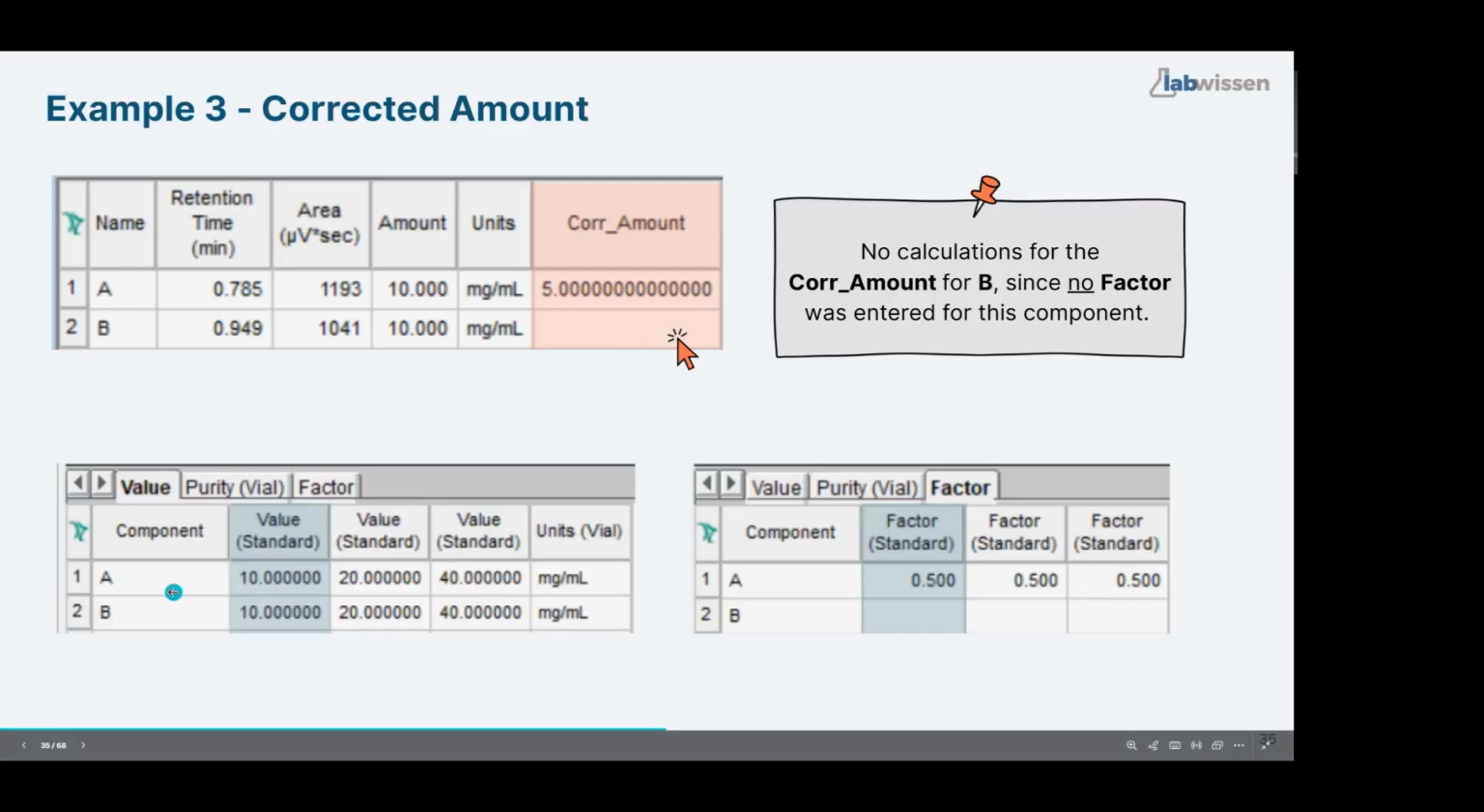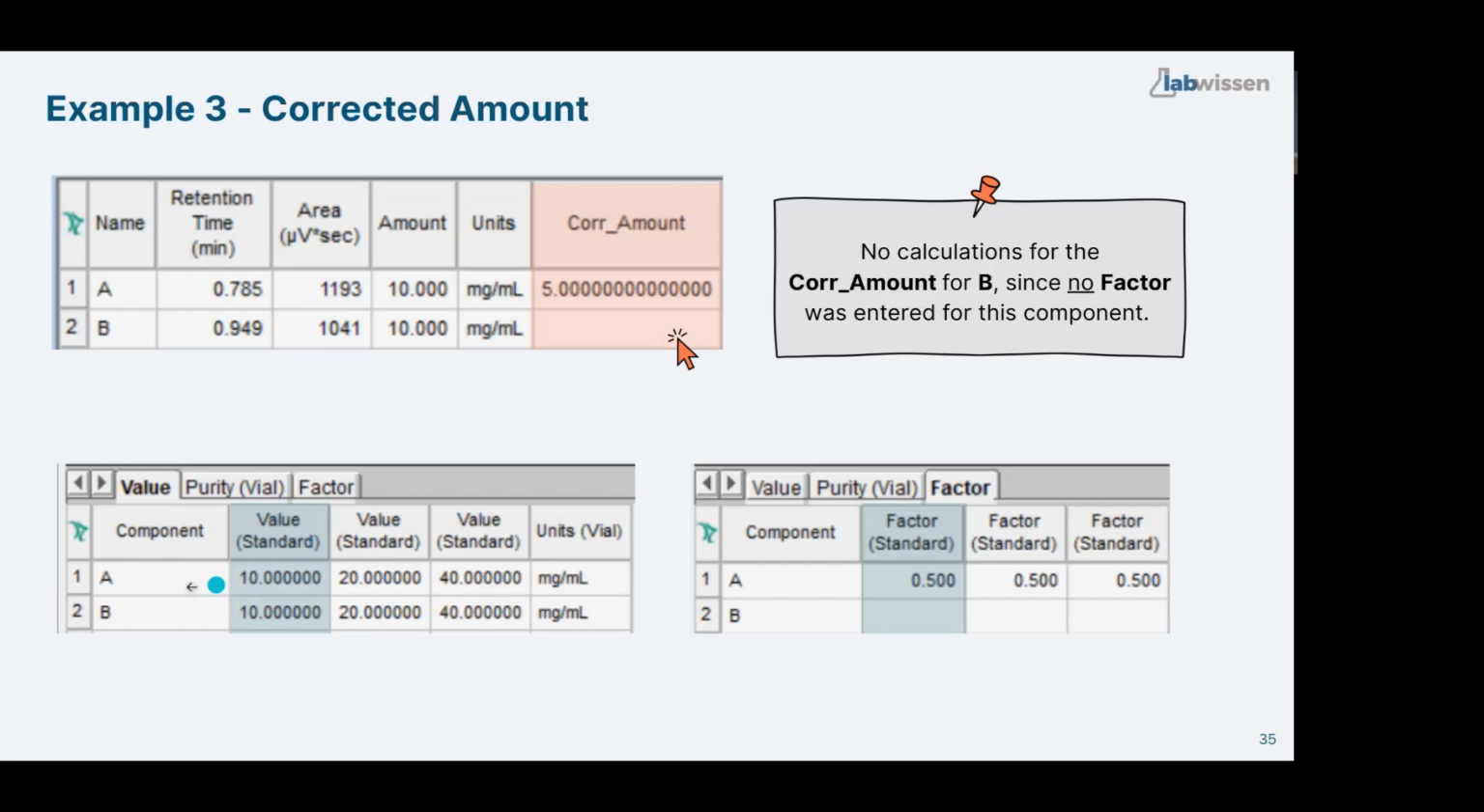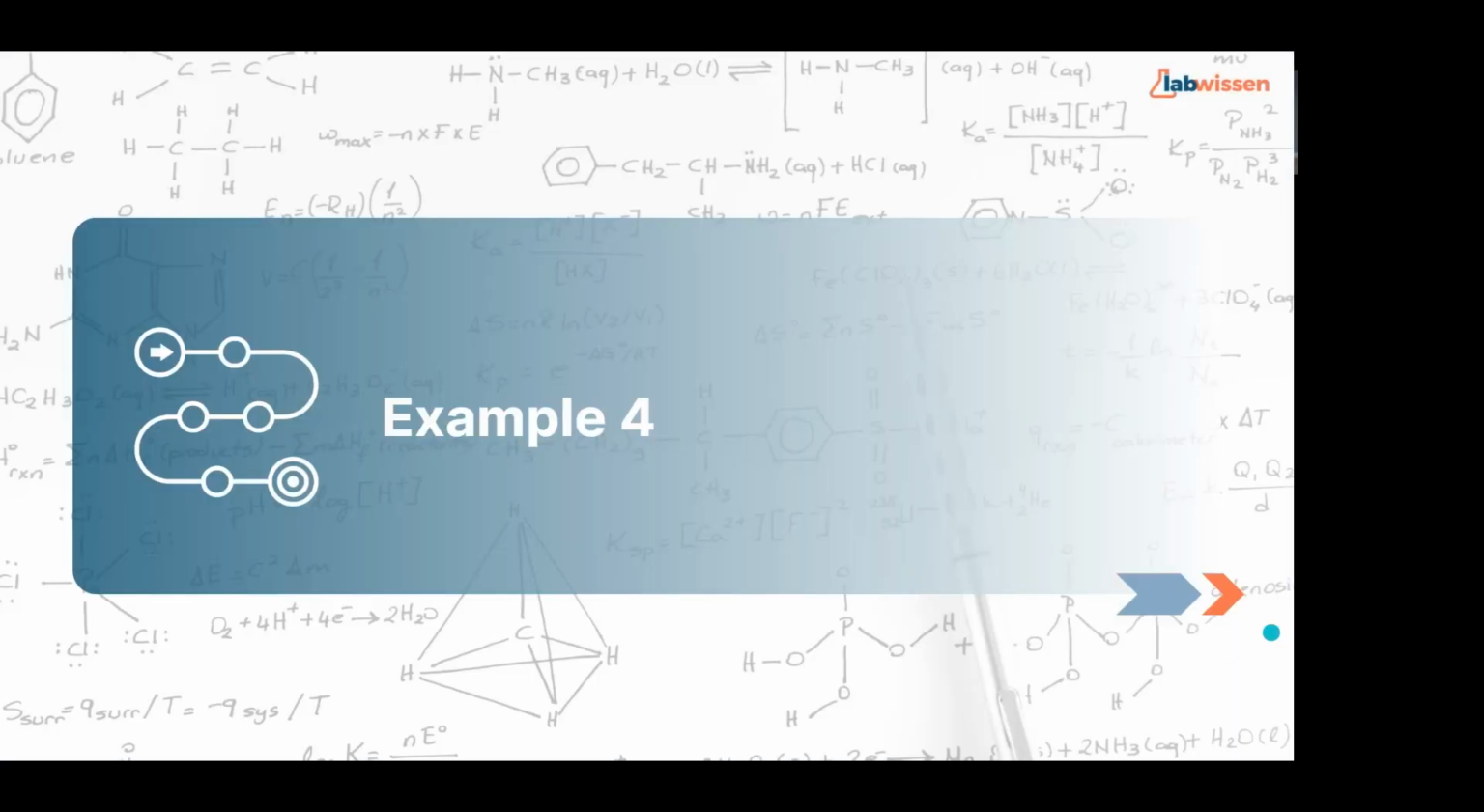Yeah, so that's how it looked. I entered a value for both peaks, but I entered a factor only for the peak A. So corrected amount for the peak B couldn't be calculated because there is no factor. Yeah. That's what we discussed a couple slides before. Good, let's go further. Example number 4. Please put your questions if needed in the list.